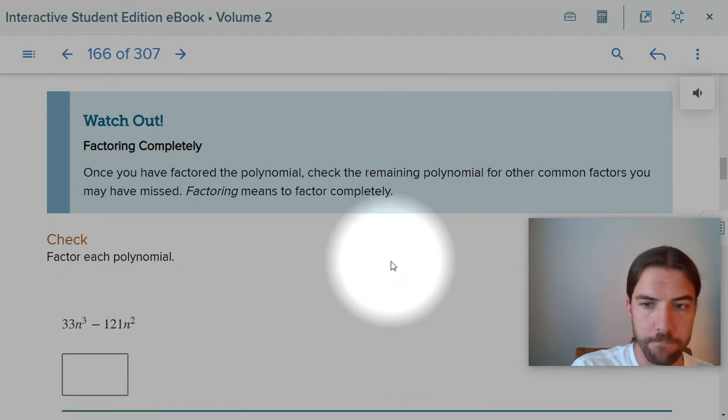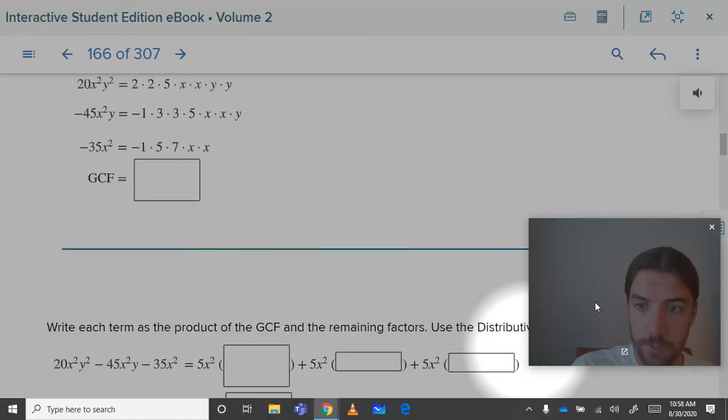Okay. Now let me figure out how to turn this off.